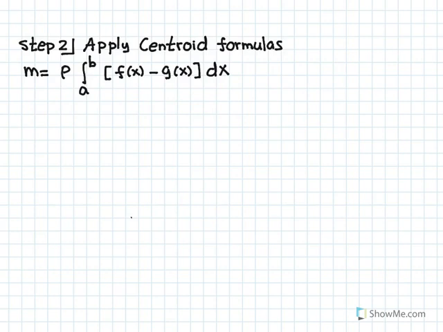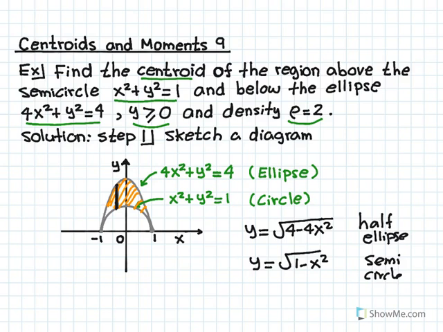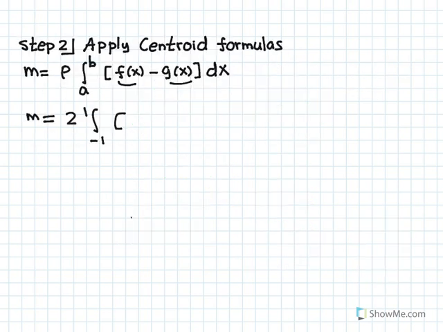All right. So now let's apply the centroid formulas to find the mass, moment with respect to the y-axis and moment with respect to the x-axis. So the mass is density times the integral a to b, top function minus bottom function times dx. All right, mass is equal to, the density is equal to 2, integral from -1 to 1. Looking at the graph, the top function is the ellipse, and we have solved for y in terms of x. So we're going to get root of 4 minus 4x squared, that's the equation of the top half of the ellipse, minus root of 1 minus x squared, which is the equation of the top half of this circle, the semicircle.